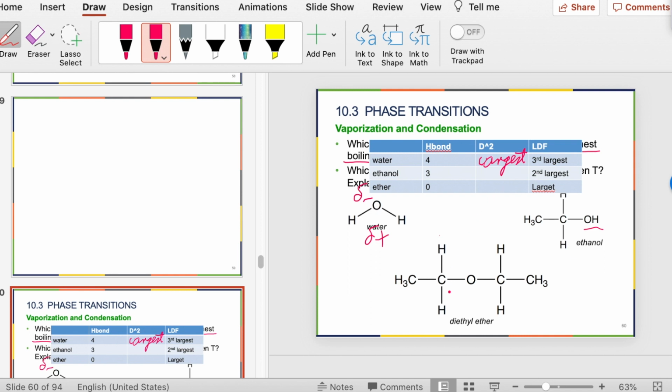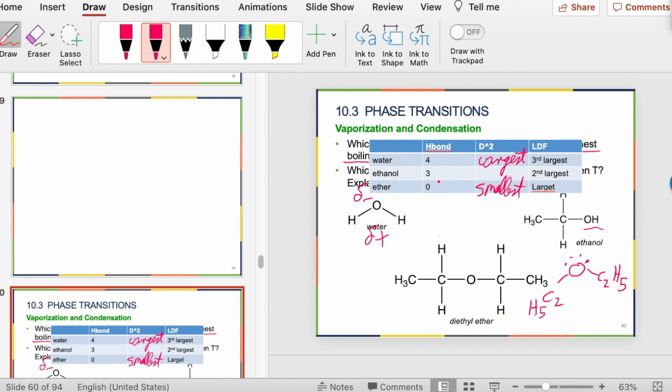L-A-R-G-E-S-T. The diethyl ether, all these molecules have oxygen. You've got a couple of lone pairs. The bond angle is approximately the same, about 107. But with the diethyl ether, you've got these 2 nonpolar groups. I'm thinking, you can spread the charge out more, so I'm thinking this is going to be the smallest. And ethanol will be in the middle.